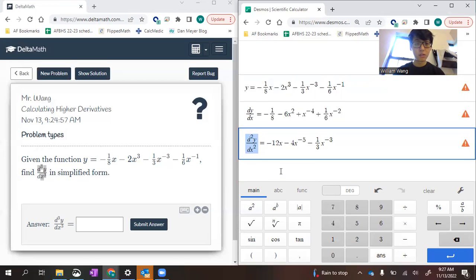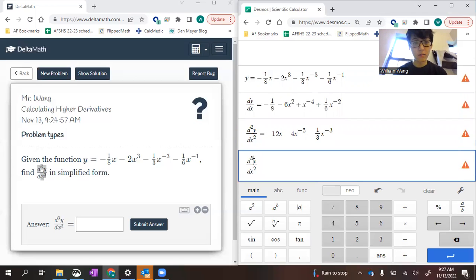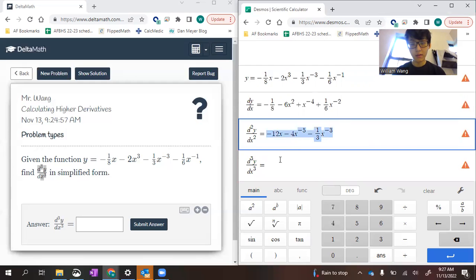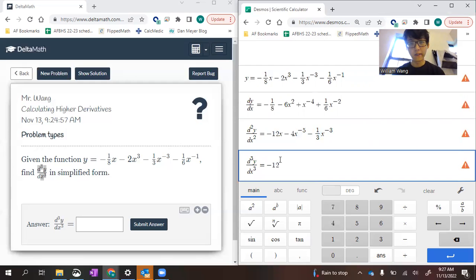Now I'm almost there. I need to do the derivative one more time, though, to find my third derivative. So let's find my third derivative. Negative 12 plus 40, plus 20x to the negative 6 plus x to the negative 4th.